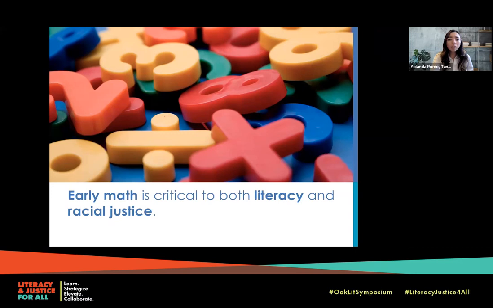So we want to bring this attention and note that early math also predicts school readiness and positive academic outcomes. And having a critical understanding of early math concepts is a powerful predictor of children's later learning outcomes across all learning, not just in STEM, but also in literacy and language arts. So promoting children's understanding of early math concepts is therefore an issue of literacy and justice.